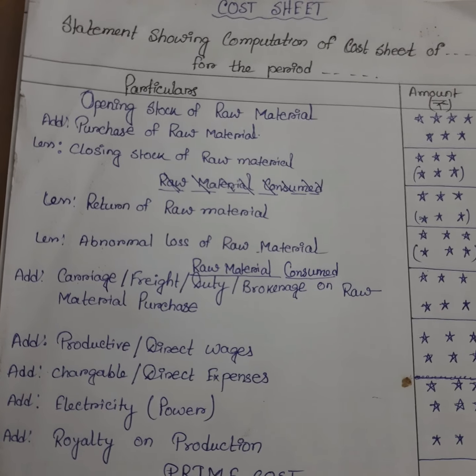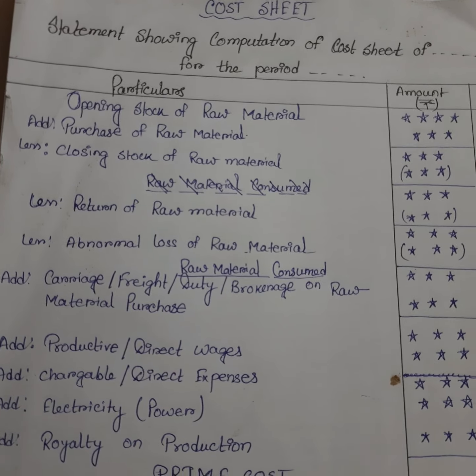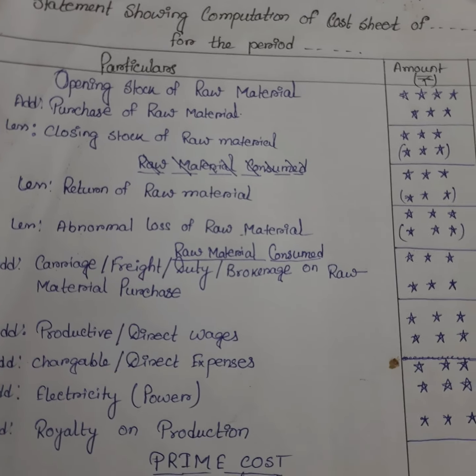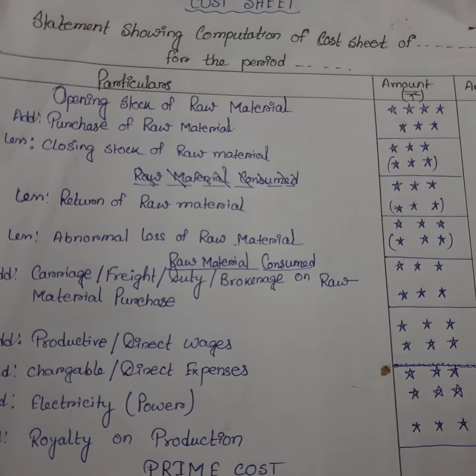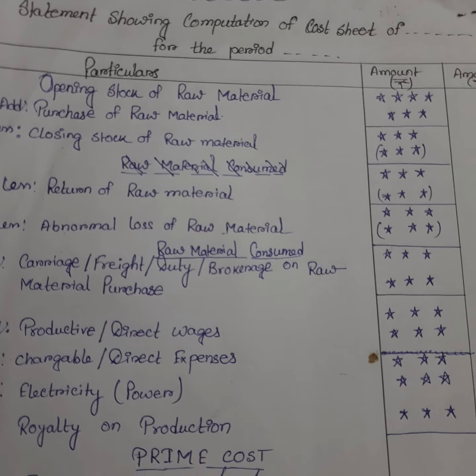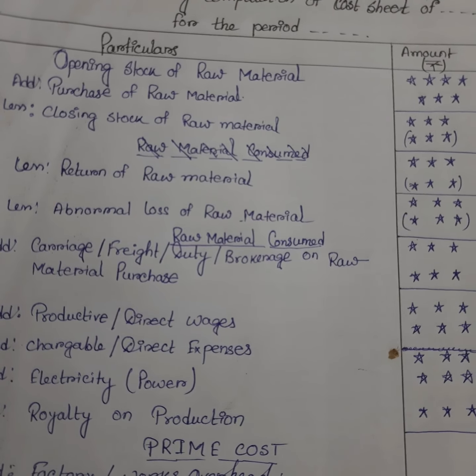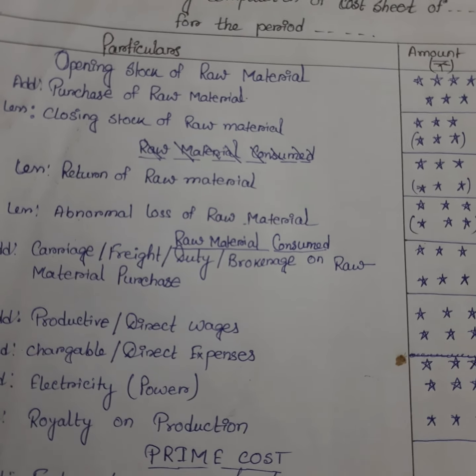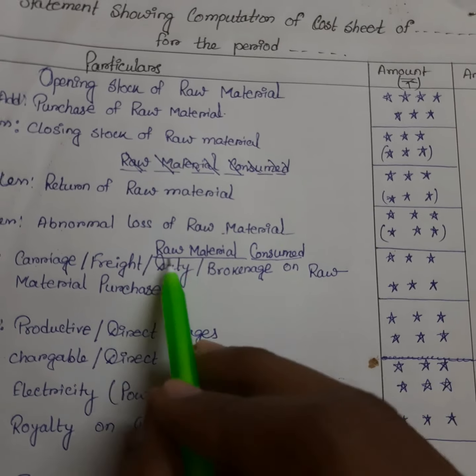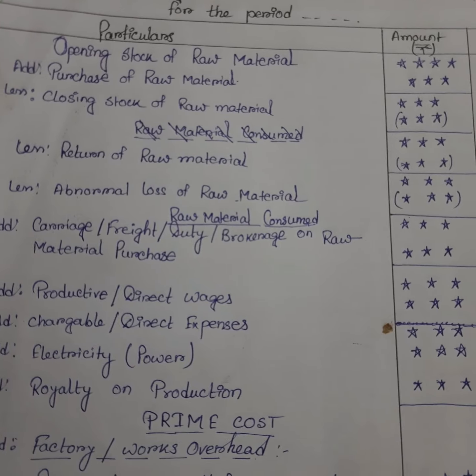At first, we have to put the opening stock of raw material. Then the purchases of raw material we have to add to both, then deduct the closing stock of raw material from there. Then we have to deduct the return of raw material to the supplier which we have not used in our production process, and the abnormal losses we have incurred in the production process we have to deduct also. And then we have got raw material consumed.